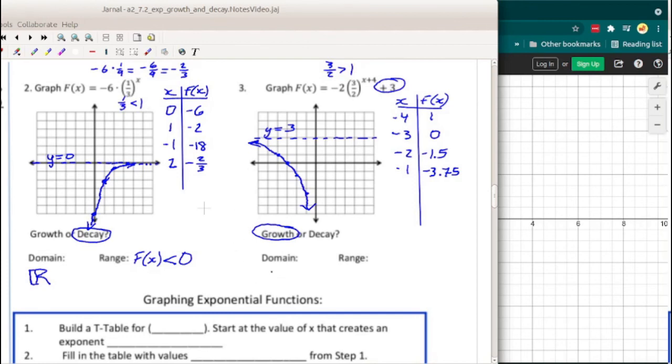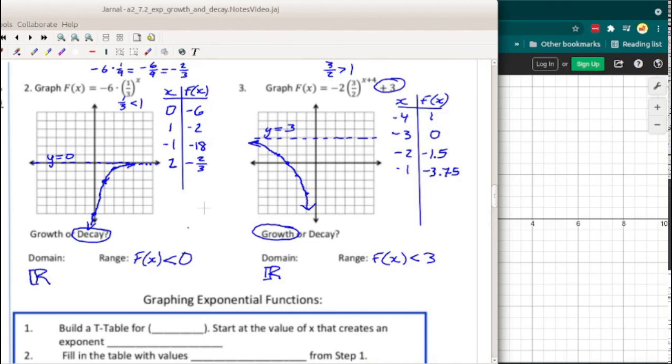Again, we can plug in just about any x value you can think of. This is going to be a domain of all real numbers. And my range, looking again at the graph, is that we're going closer and closer to 3 on my y values. So f of x is going to be less than 3. So it's below 3 on my graph. And that would be it for this second one.